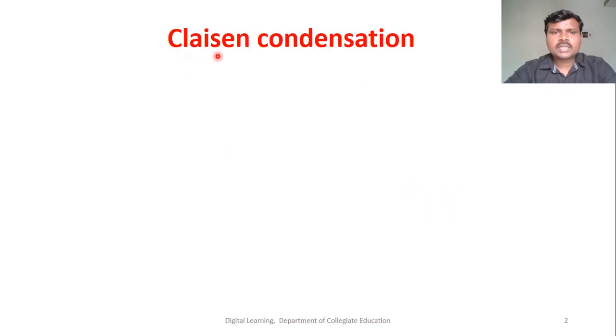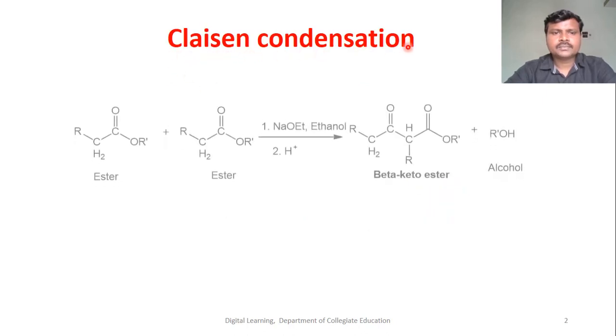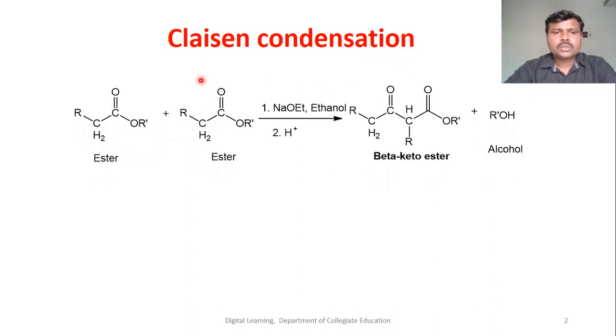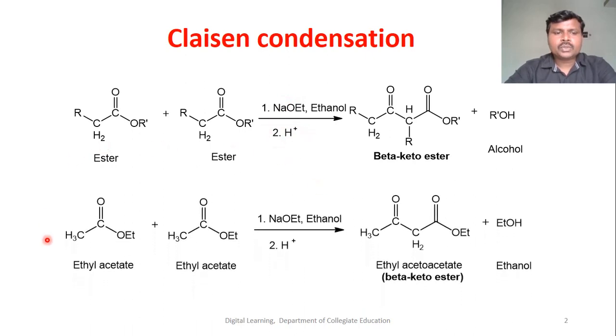The first reaction is Claisen condensation reaction. As you can see, two molecules of ester undergo self-condensation to give beta keto ester in the presence of strong base sodium methoxide followed by acidification. For example, two molecules of ethyl acetate, this is one molecule and this is another molecule, undergo self-condensation to give a compound that is known as ethyl acetoacetate, which is beta keto ester.